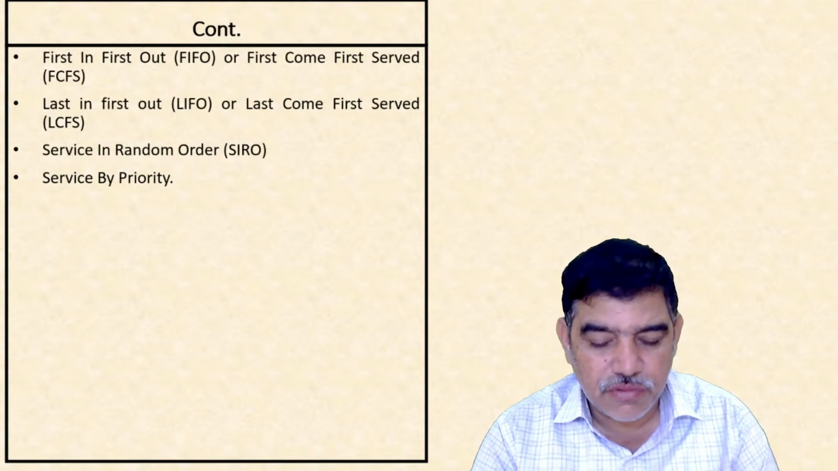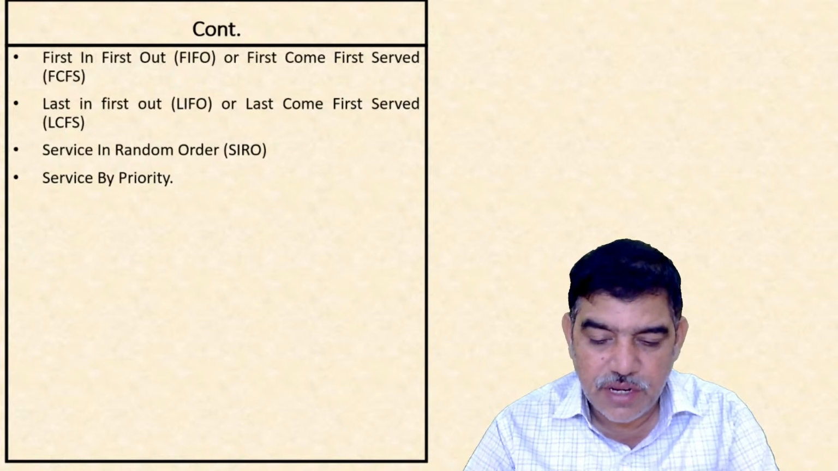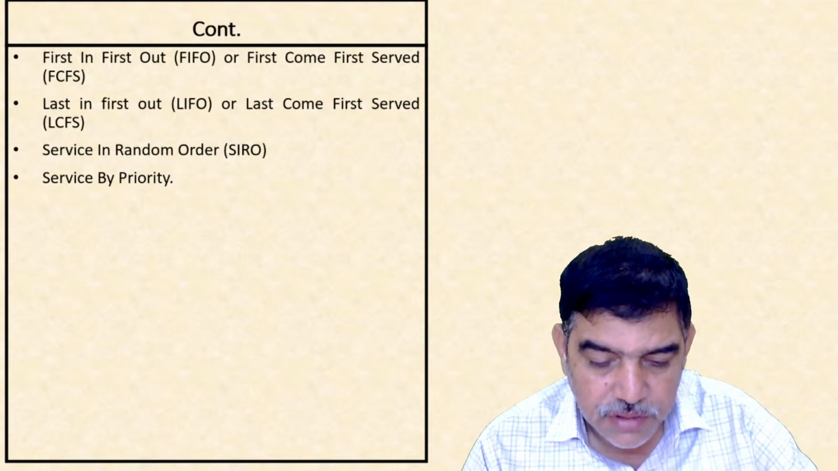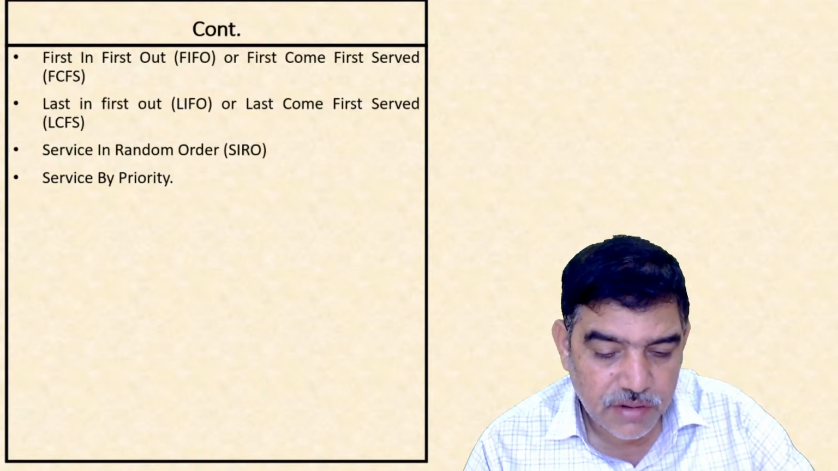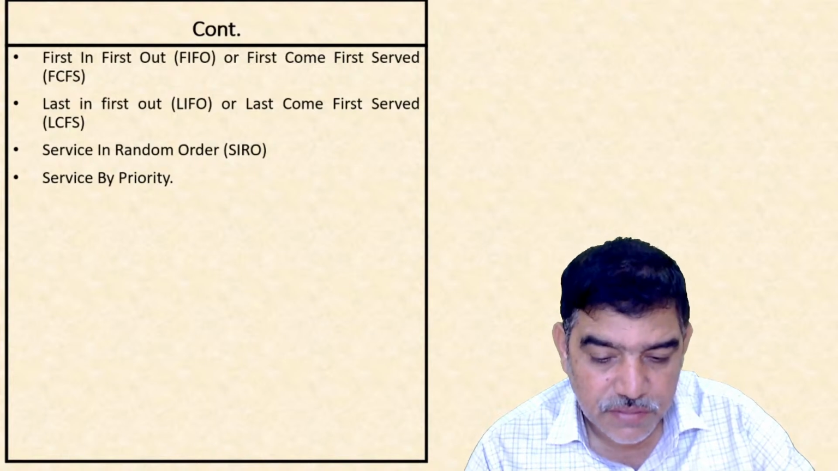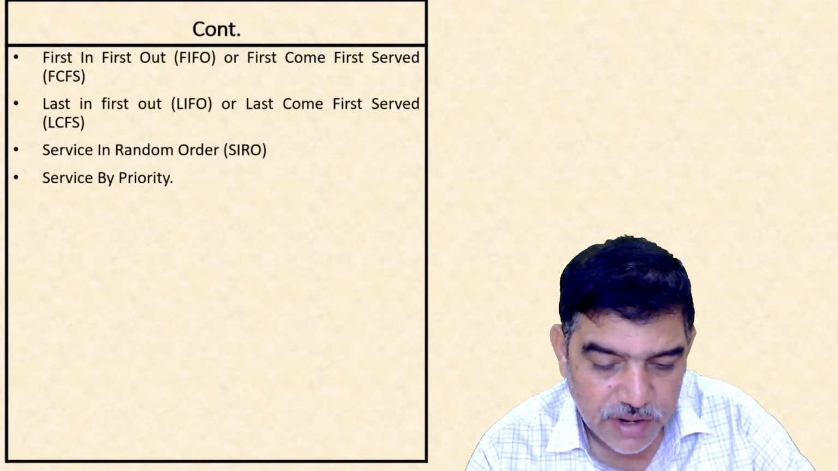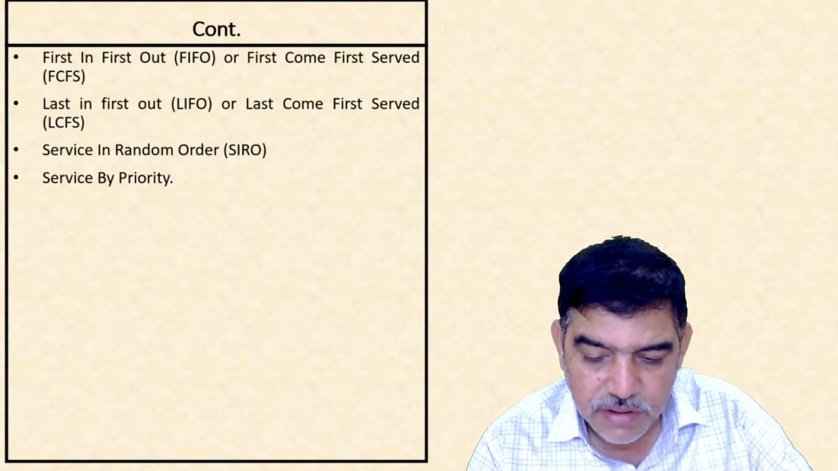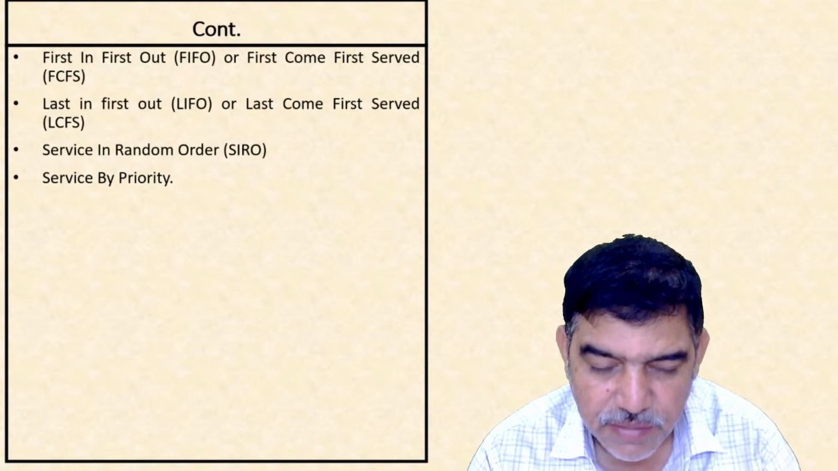Service in random order, SIRO. Service in random order indicates that the customer gets the service without any sequential order. In this case, the items are called for service in a random order. The element might have come first or last, it does not matter. The servicing facility calls the elements in random order without considering the order of arrival.